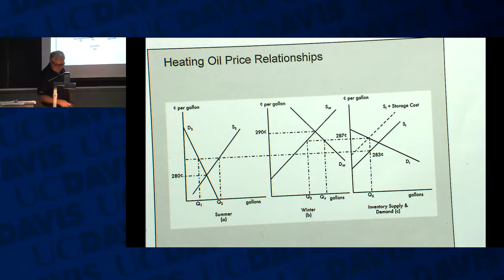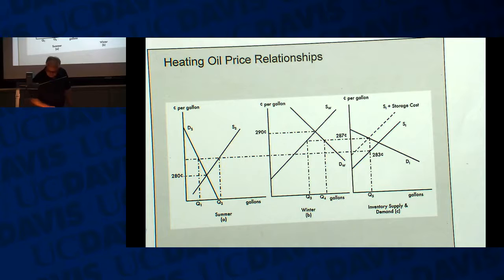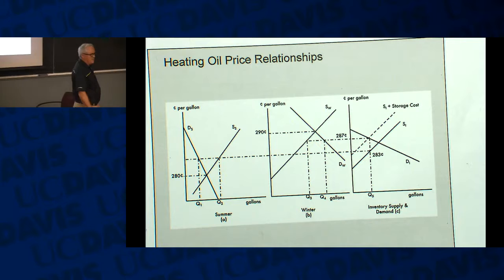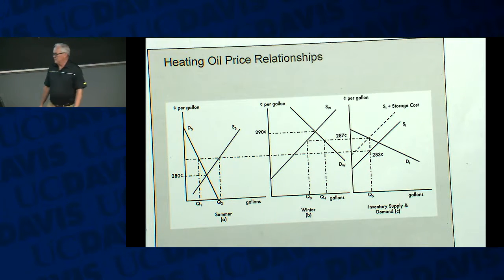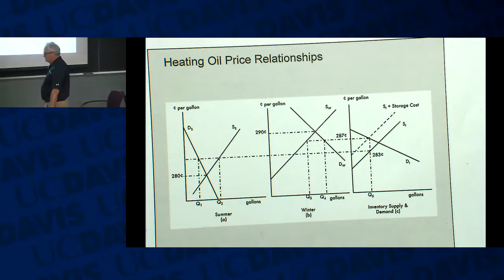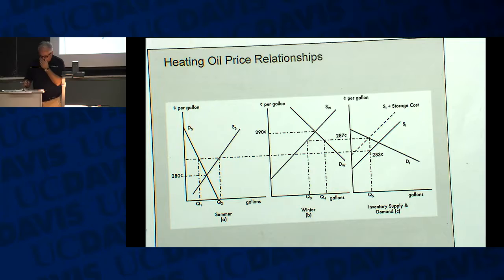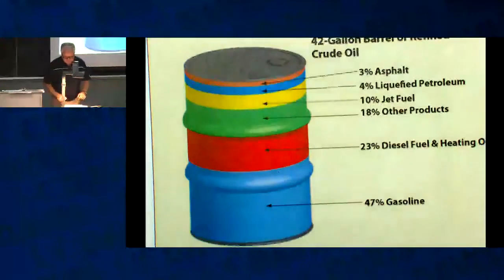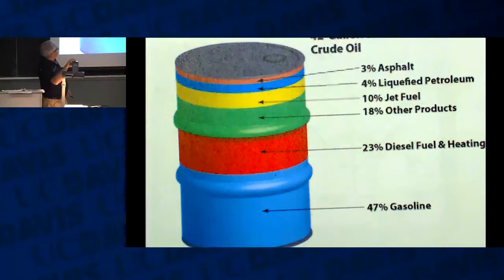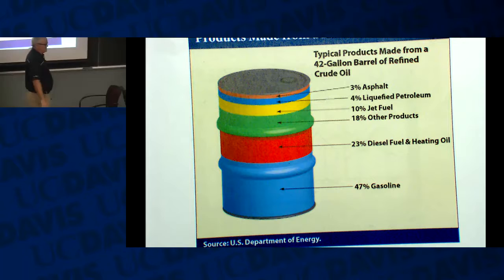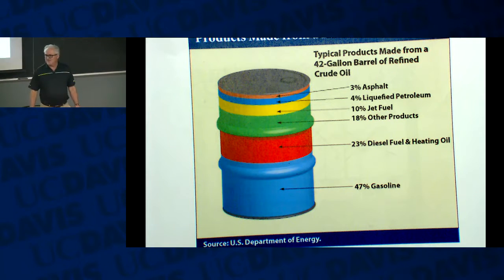So what are all these lines here? Well, this is a story about heating oil. Heating oil comes from crude oil, and it's similar to jet fuel. Here's a barrel of crude. There's a barrel of crude oil, 42 gallons. Did you know that, Ann?